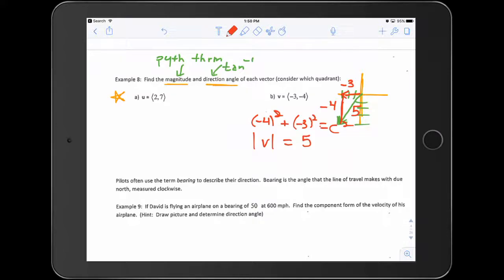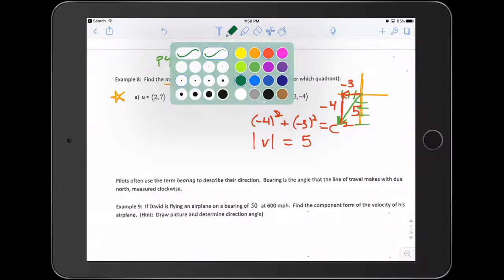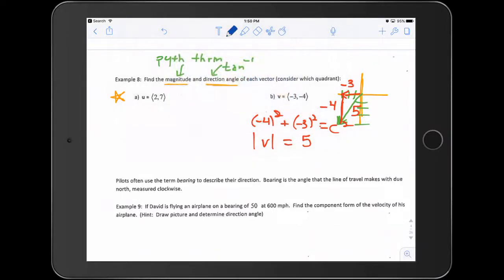Okay, so now more importantly, the thing I haven't really demonstrated is how to find that directional angle. And this is where I'm going to switch to a different color. I want to find this angle theta right in here. I'm going to just use a dot to represent it because I can't really get a theta in there. So I'm going to find that angle. I'm going to say tangent of that angle theta is equal to the opposite side, which is -4, and the adjacent side, which is -3.